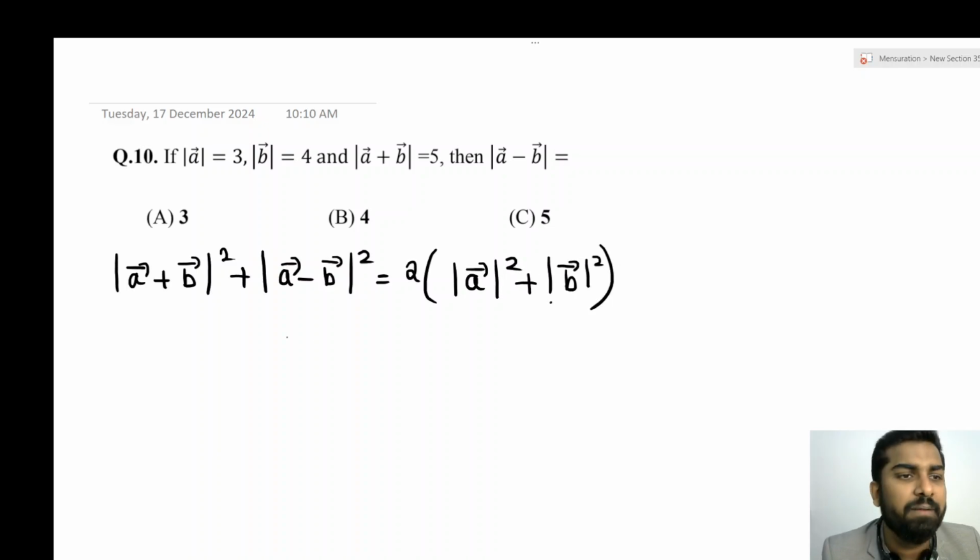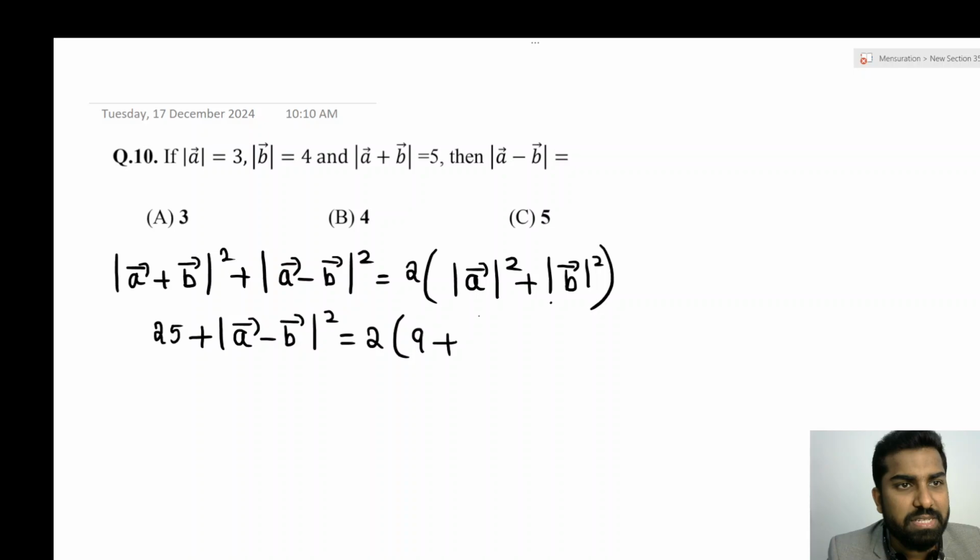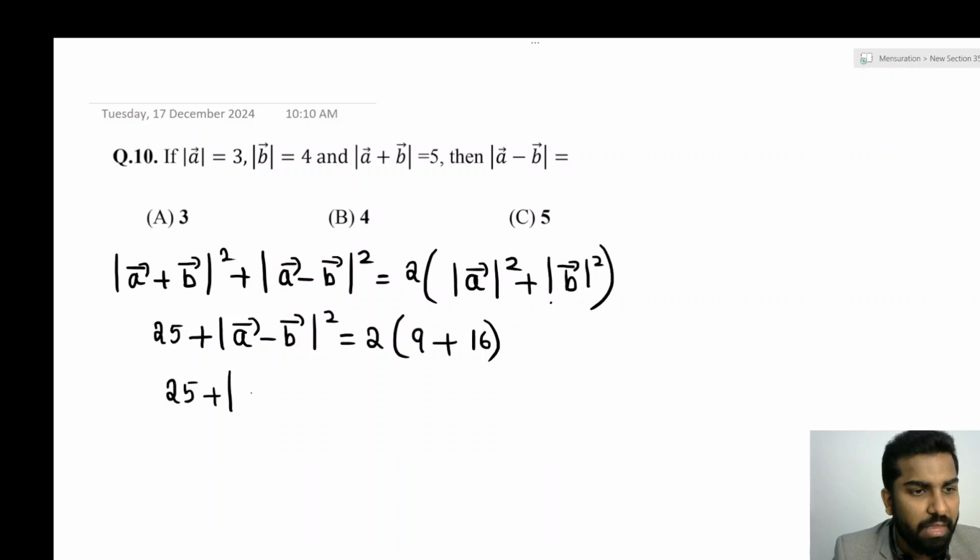It is nothing but we know A plus B whole square plus A minus B whole square equal to 2 times A square plus B square. Just apply the formula, that's it. Magnitude of A plus B is given 5, so 5 square is 25, plus A minus B whole square, that will be equal to 2 times A square plus B square. So 3 square is 9 plus 4 square is 16, right? So 25 plus A minus B whole square will be equal to 2 into 25, that must be equal to 50.